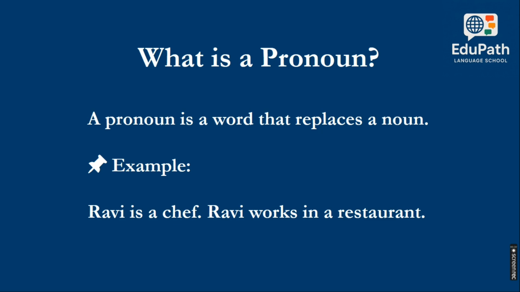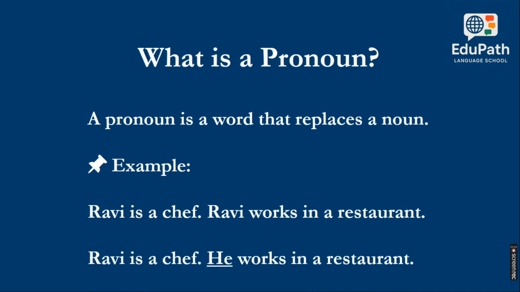What it means is that in a sentence when we have a noun, we can use a pronoun in place of that noun so that we don't keep repeating the noun or the name again and again. For example, if we have two sentences about the same person, like Ravi is a chef and Ravi works in a restaurant. So here we can see that we have used the name Ravi twice. Instead of that, what we can say is Ravi is a chef, he works in a restaurant. So the word he replaces the word Ravi, and so it is considered a pronoun.